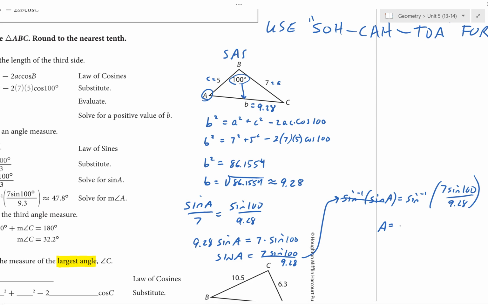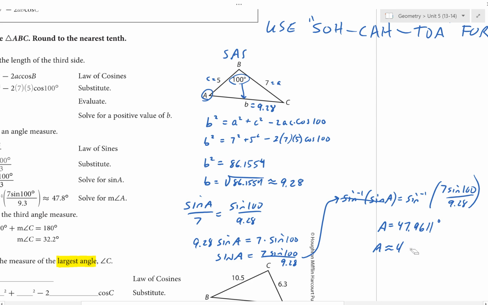the inverse sine of 7 sine 100 divided by 9.28. I'm going to use the previous answer on the calculator for that, so I have actually more accuracy than just the 2 decimal places. And we get 47.9611 degrees. So we'd say angle A is about 48 degrees.